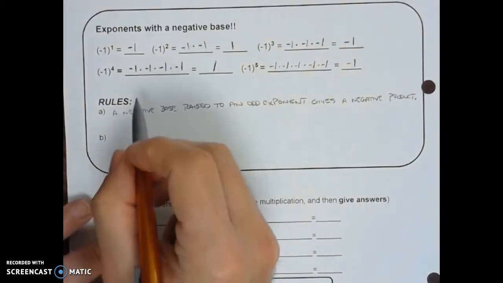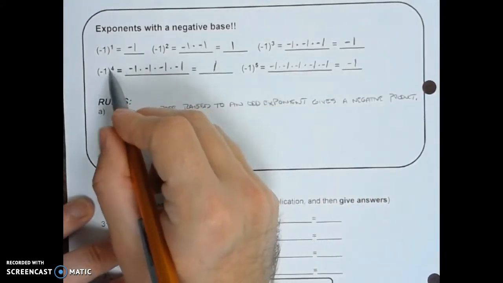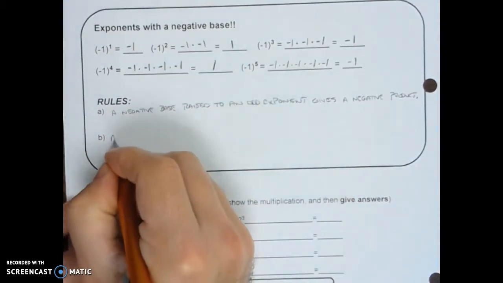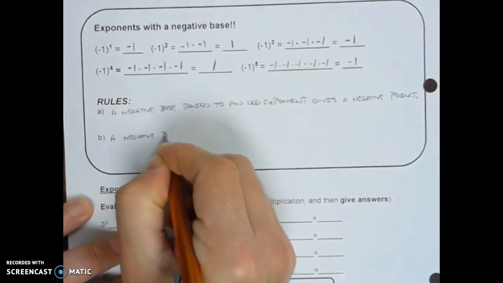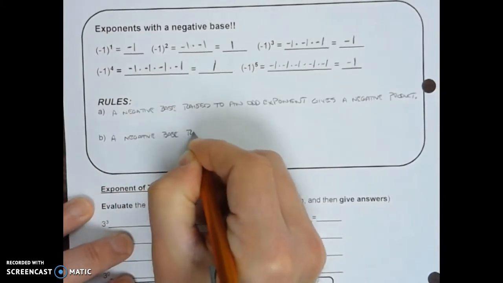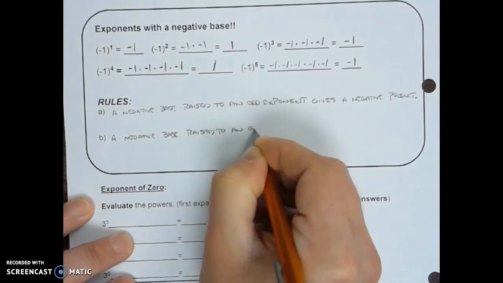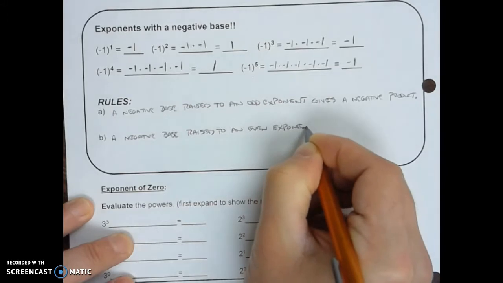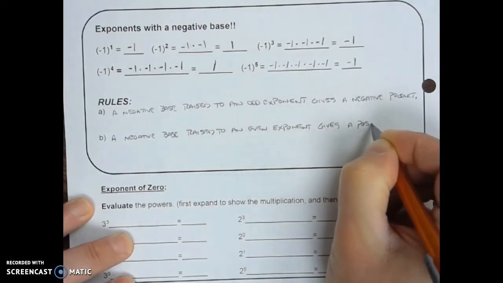If we have a negative base with an even exponent, like in these two examples, our exponent was even, well then that gave us a positive answer, and so that's going to be our second rule. If we have a negative base, and this time it's raised to an even exponent, well, this gives a positive product.